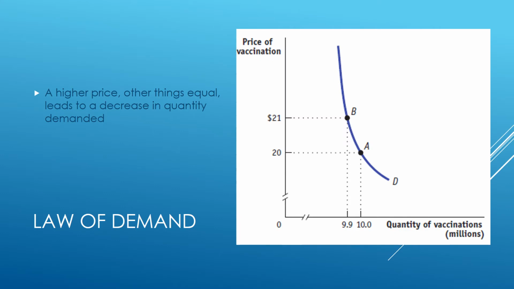All right, so to review from Unit 1, we talked about the law of demand, which is restated here for your convenience. A higher price, all other things being equal, leads to a decrease in the quantity demanded. We have become proficient at this in Unit 1 already. Looking here on the right side, we have a movement from A to B. The price has gone from $20 to $21, and as a result we see a decrease in the quantity of vaccinations demanded, from 10 million down to 9.9. If that movement happened the other way, lowering the price from B to A, we would have seen an increase in the quantity demanded for vaccinations.